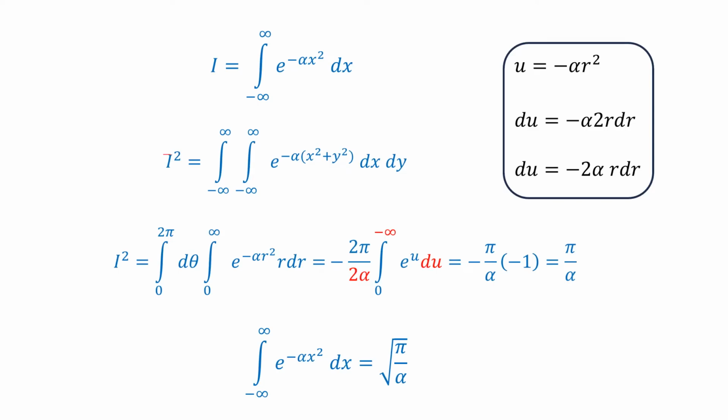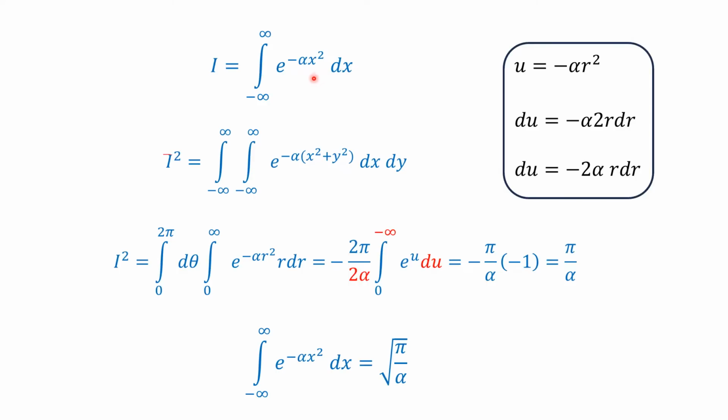Now we will see the integral. This is also Gaussian. It's a general form of Gaussian integral which we are frequently using in quantum mechanics. That is, I is equal to the integral from minus infinity to plus infinity of e to the minus alpha x squared, where alpha is some constant, integrated over dx.